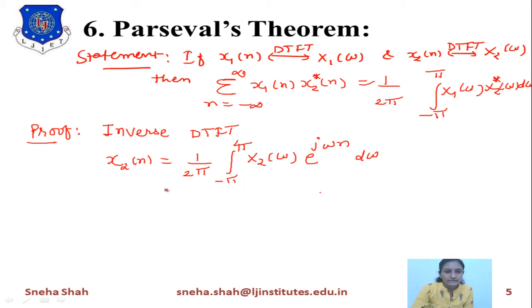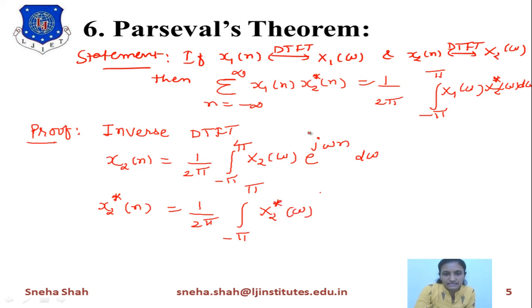Now in this, we will take the conjugate of this, because over here we have to use x2 star of n. So this term will convert into this form: minus pi to pi, x2 of omega will convert into its conjugate, e raised to j omega n, its conjugate is e raised to minus j omega n, and d omega. Now this value will be put in this equation.